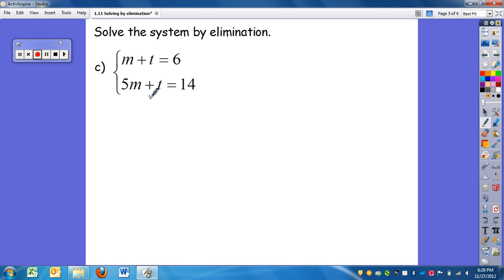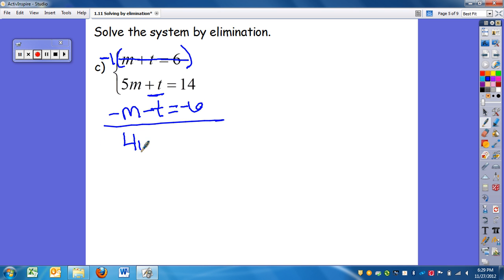So I notice on this one I have a positive t. So the opposite of positive t is a negative t, or a negative 1t. So to make this t -1, I need to think to myself, what should I multiply this equation by to get a -1t? Well, the answer is -1. So I have -m minus t equals -6. Now my variables are opposite. I rewrote that one and made something equivalent to it. So I have 4m, the t's cancel out, equals 8. Divide by 4, my m is 2.